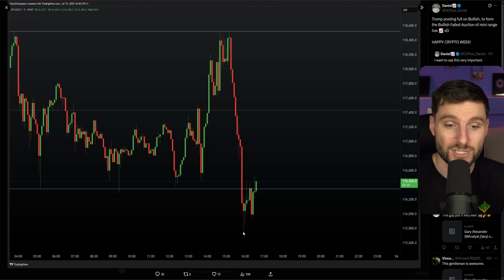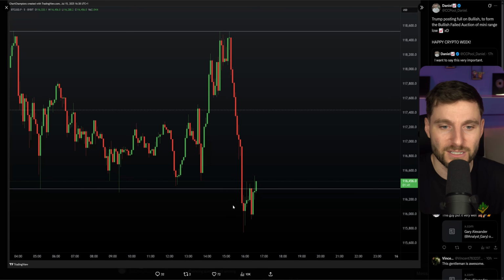Your stop loss is below this wick, and you can be targeting the other side of the range again, right? Let's say $119,000. You've gone from the swing failure pattern to the fake out of the highs to then a fake out of the lows.